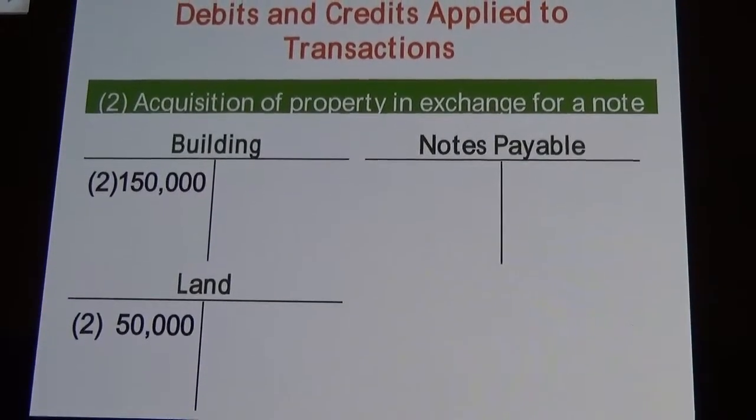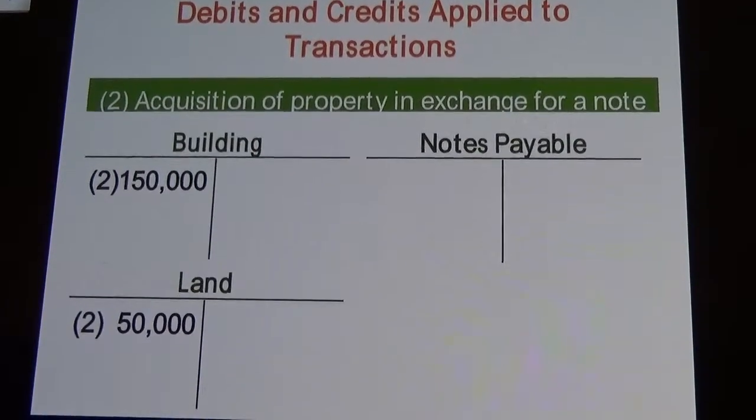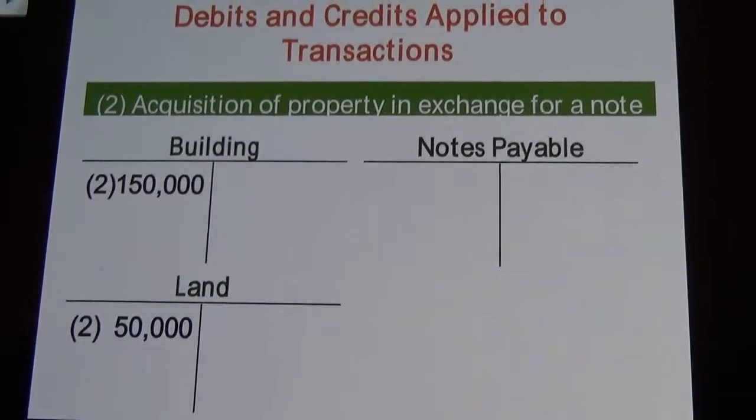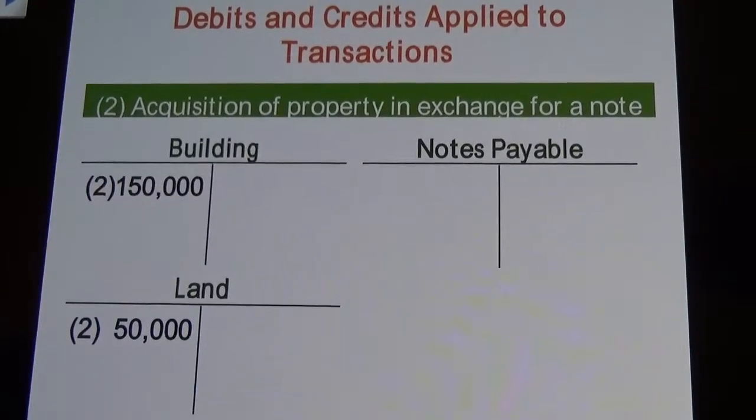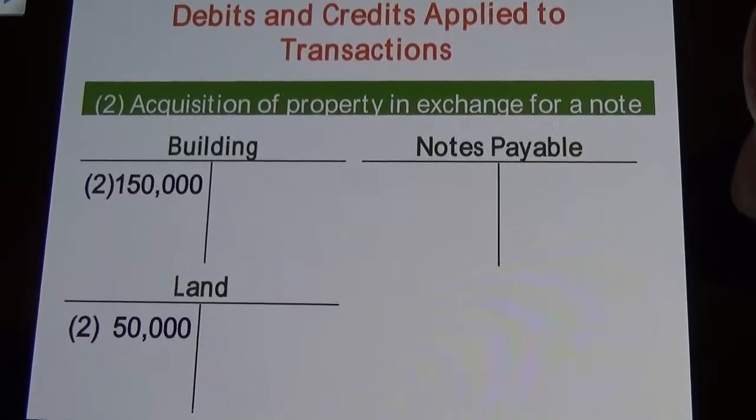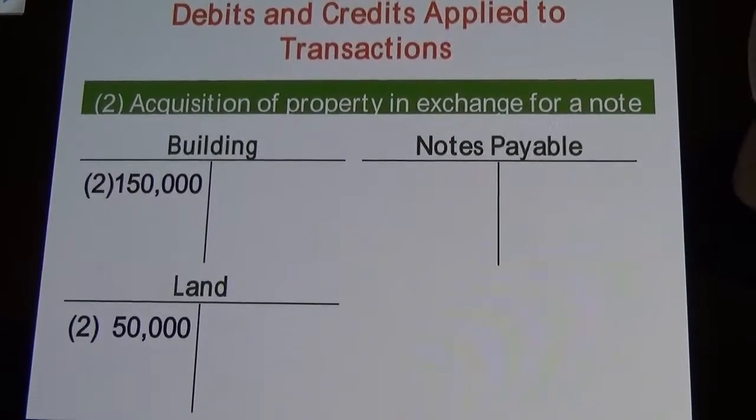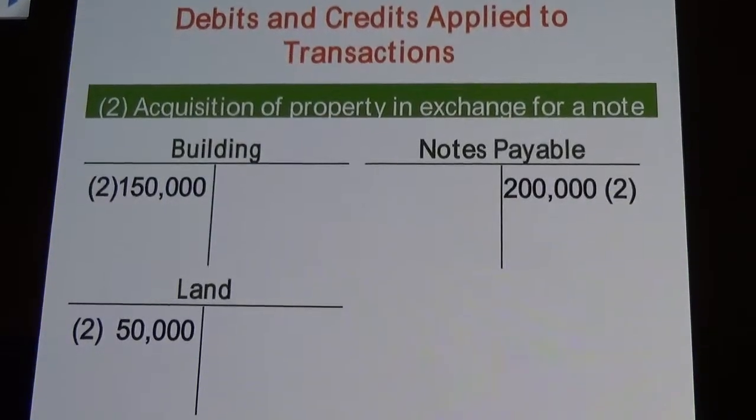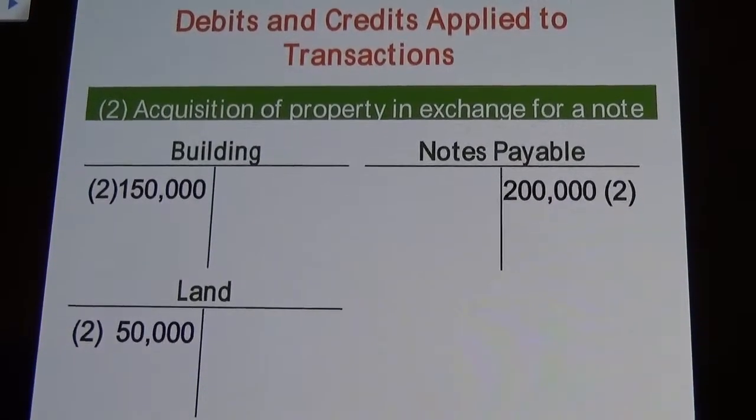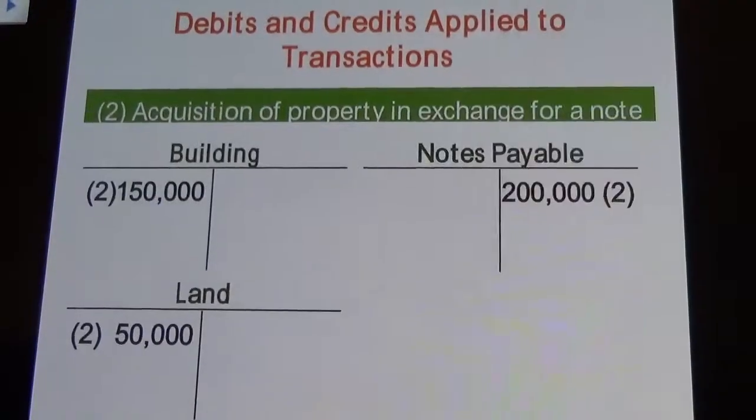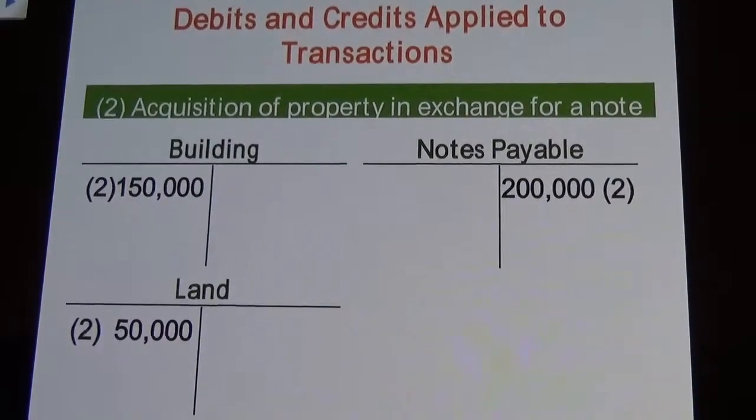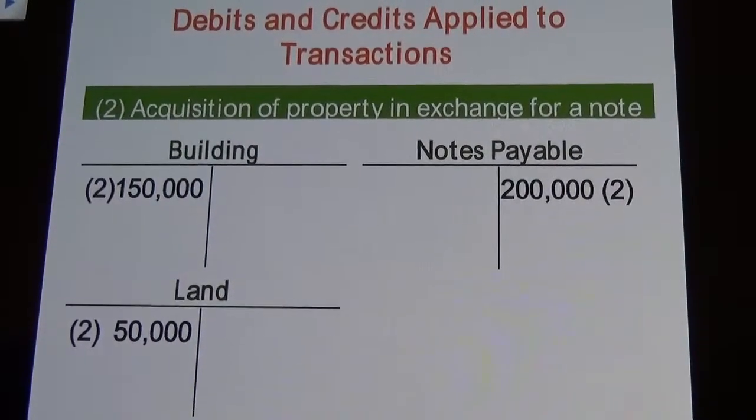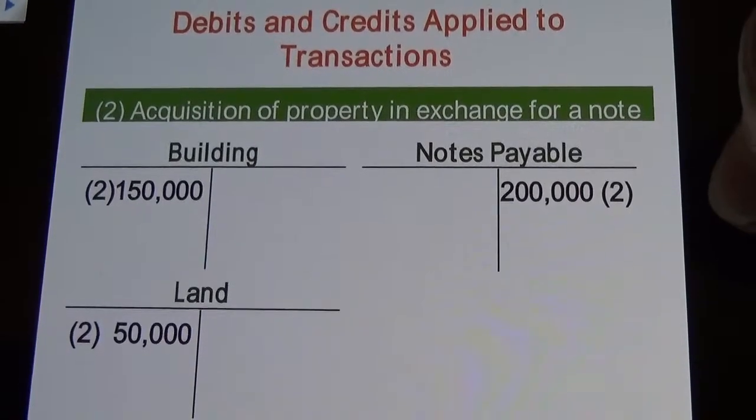Because notes payable is a liability account and liabilities are on the right side of the equation, they have credit balances and increase with credits. So to record the increase in notes payable, we record $200,000 as a credit to notes payable. Notice our total debits still equal our total credits in this entry, so our journal entry balances and we're satisfied with it.